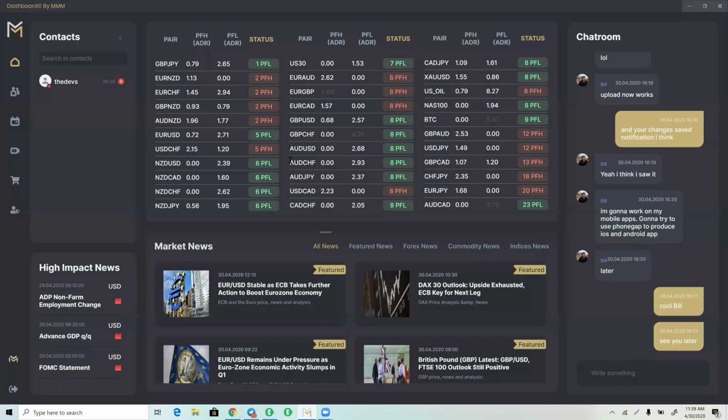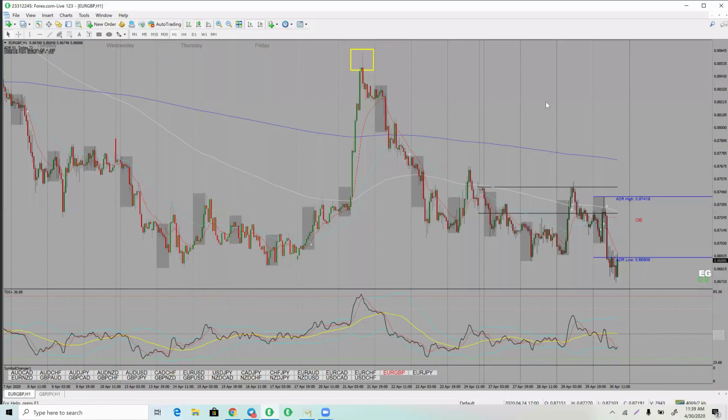If we come back to the dashboard, we can see that Euro GBP has an 8 peak formation high, so that means it's 8 days away. Now I'm going to show you exactly how to count the peak formations. How do we count them? First of all, the current day that we're in. I have my period separators here, and don't worry about the current templates and indicators I have on the chart. Just focus on what I'm trying to show you. The current day counts as 0.